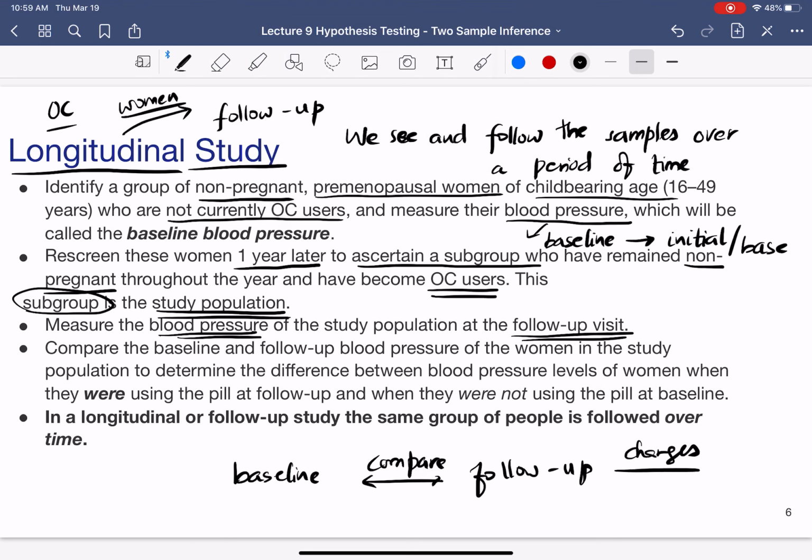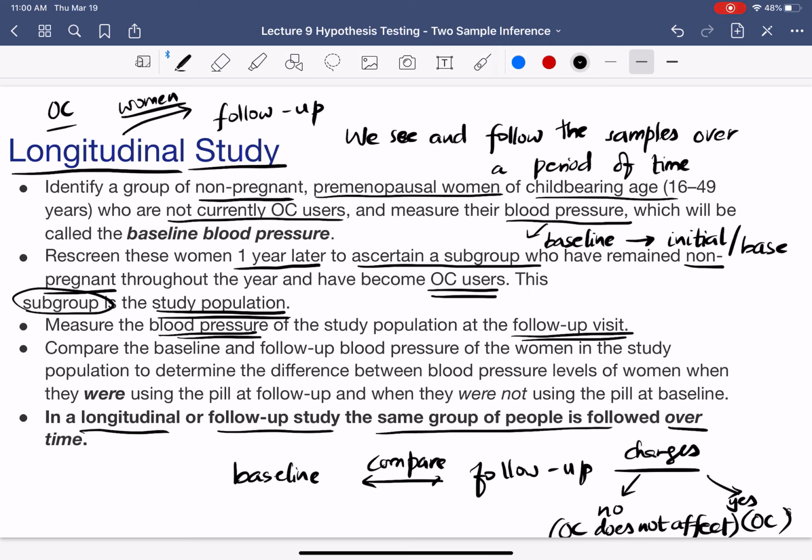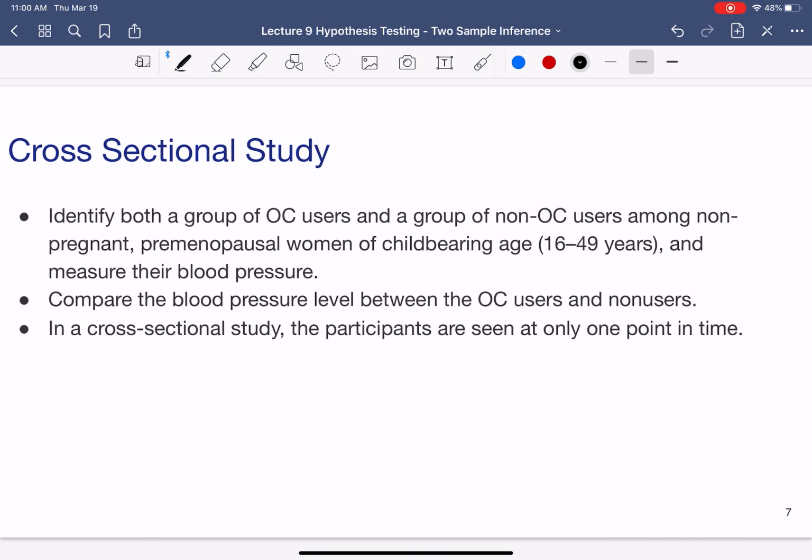So if there are no changes, then we say that OC does not affect the blood pressure in women. If there is a change, then they say that in the sample OC affects women. So this is the idea behind a longitudinal study. So in a longitudinal study or a follow-up study, we consider the same group of people over a certain period of time. So this is the main idea behind a longitudinal study.